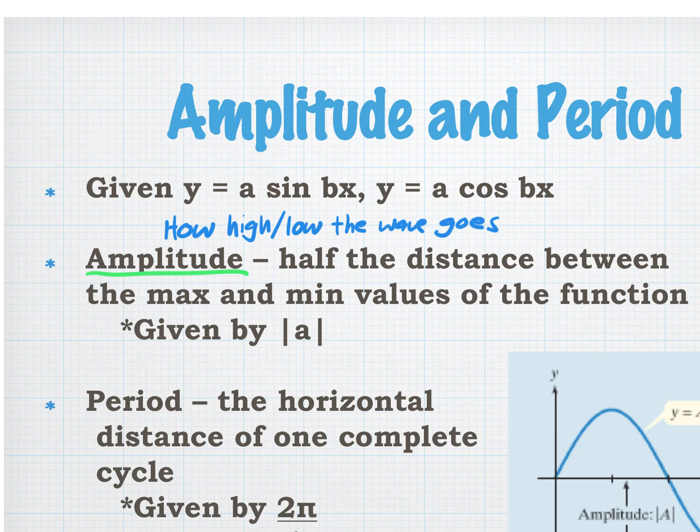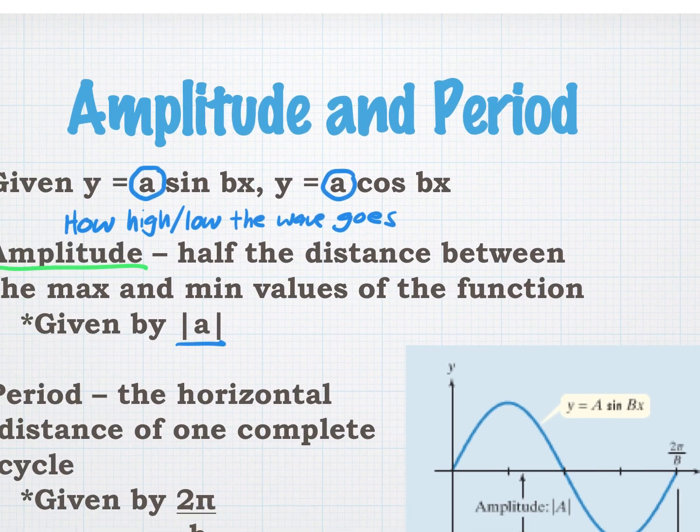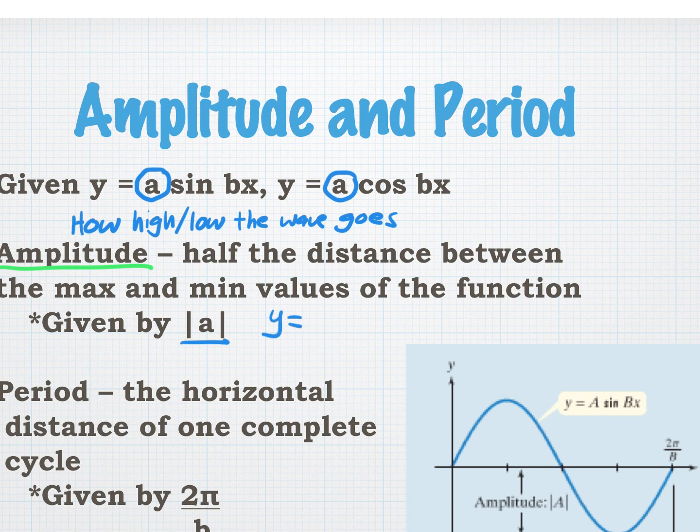The amplitude is always given by the absolute value of whatever number is in front of sine or cosine. So for instance, if I had, let's say, y equals -2 sine of x. What is our a value here? Do you see that? -2. What is the absolute value of that? 2, right? So that means your amplitude for that particular function would be 2.